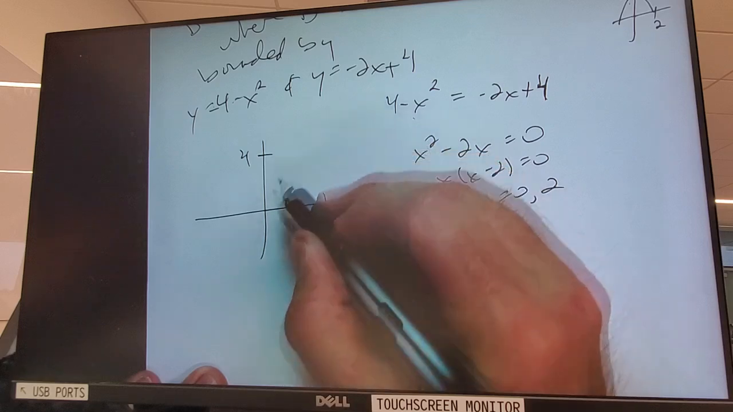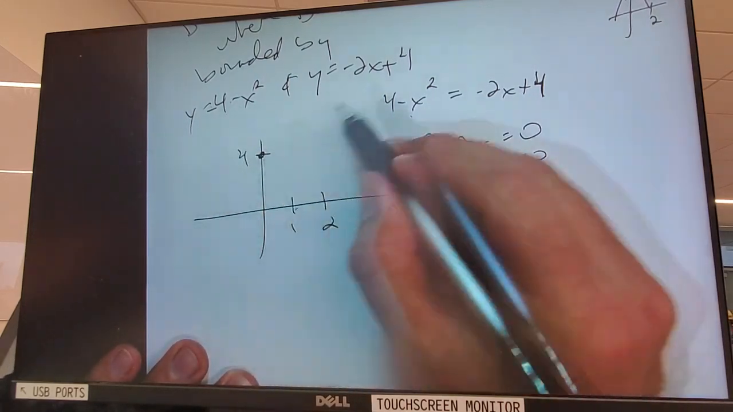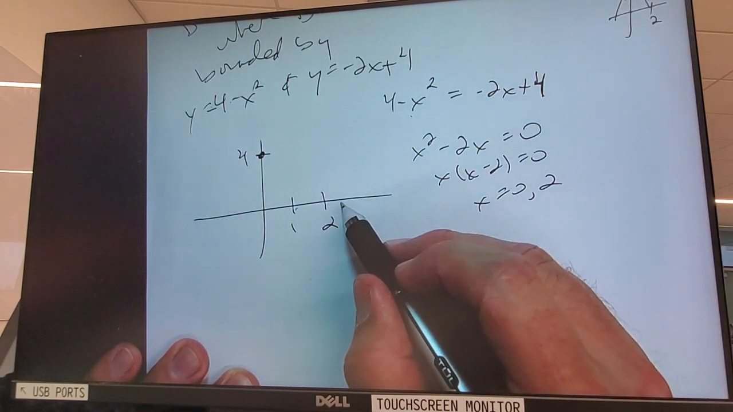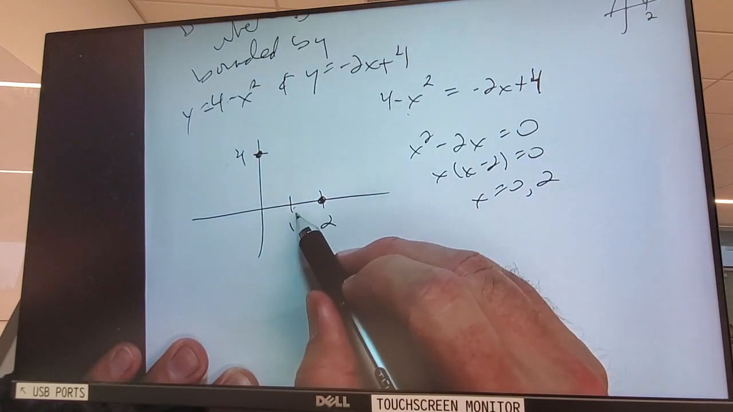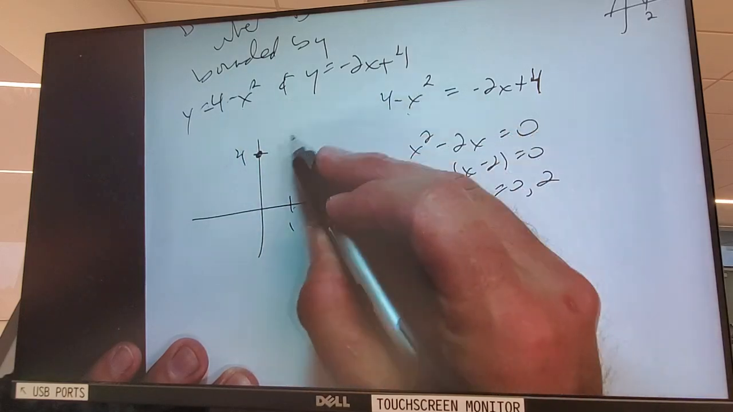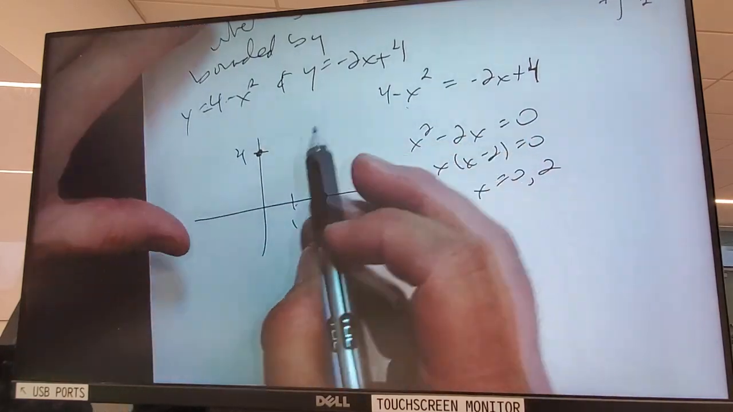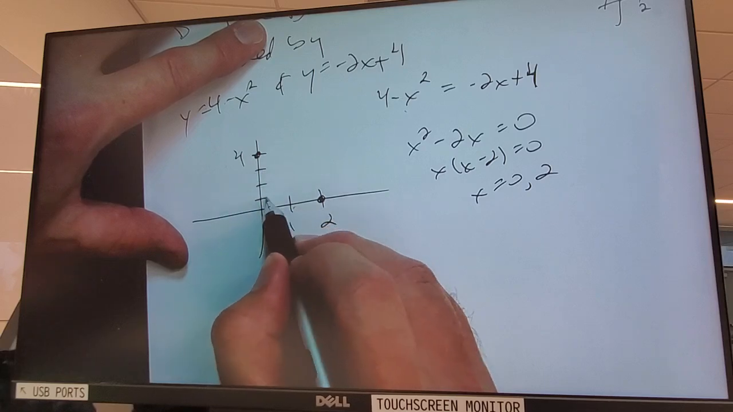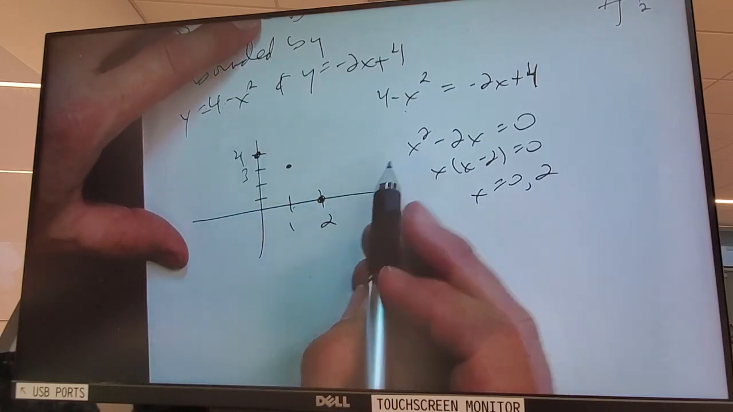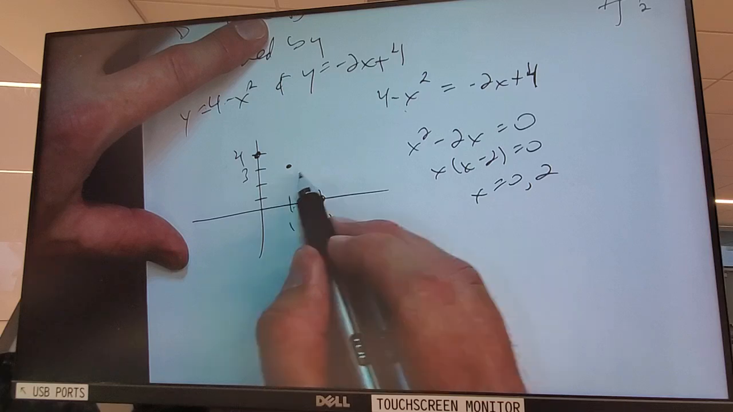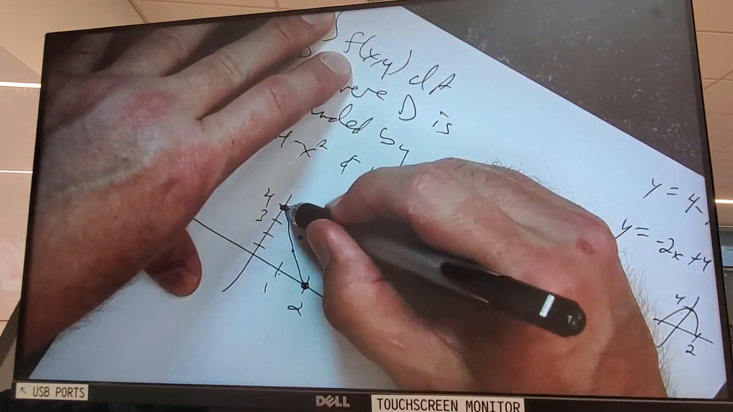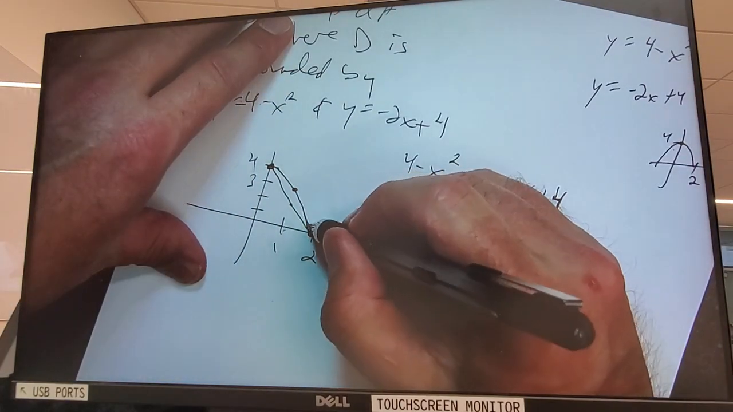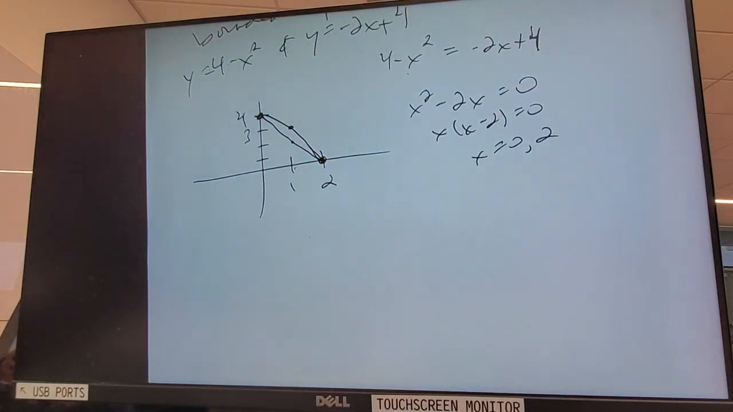So here's my 4. So at 0, this is 4, and that's 4. At 2, this is 0 and that's 0. And if I really wanted to, I could plug a 1 in and see this is 3 and that's 2, yes? So when I plug a 1 in, this is 3. And when I plug a 1 in, this is 2. So there's a straight line and my parabolic arch, and I get my little banana. But no chicken. Too bad.